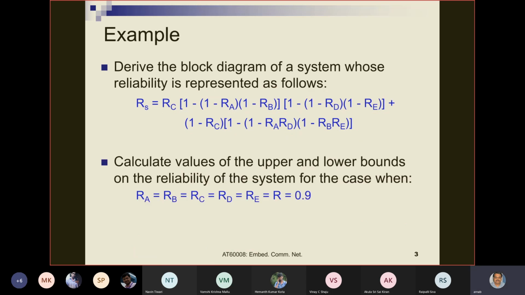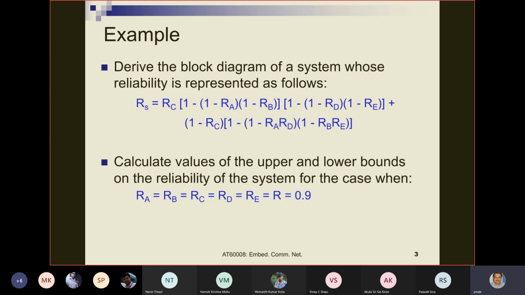So then let us come to the lower bound. For finding the lower bound, what did we say? We said that we will find out the cut sets, the minimal cut set. We will find out the different cuts in the system, and then we will find out the minimal cut set.